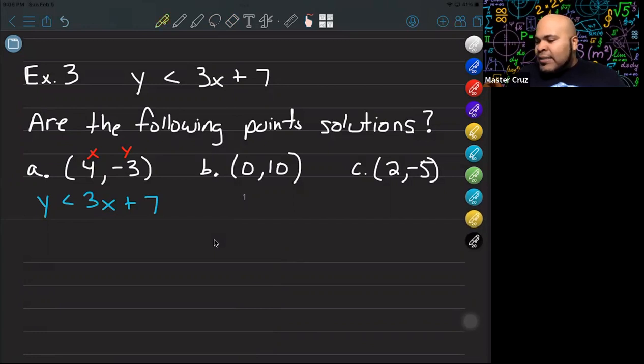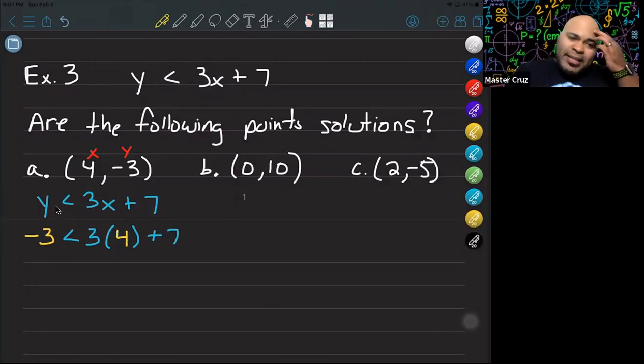So Y is negative 3, and negative 3 is less than 3. I see a variable next to a number, so I'm going to open a parentheses plus 7. And then I go back and plug in what the X is, which is 4. So all I did is replace the Y value with negative 3 and the X value with positive 4. Okay. And now I'm going to simplify and check if I get a true statement.